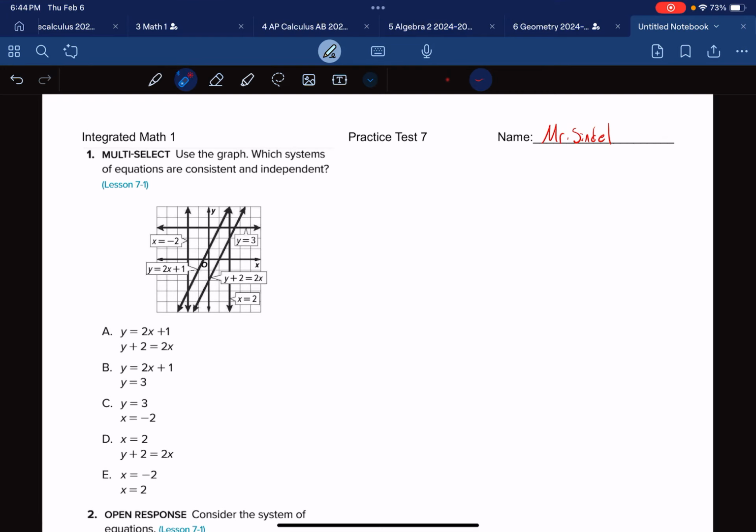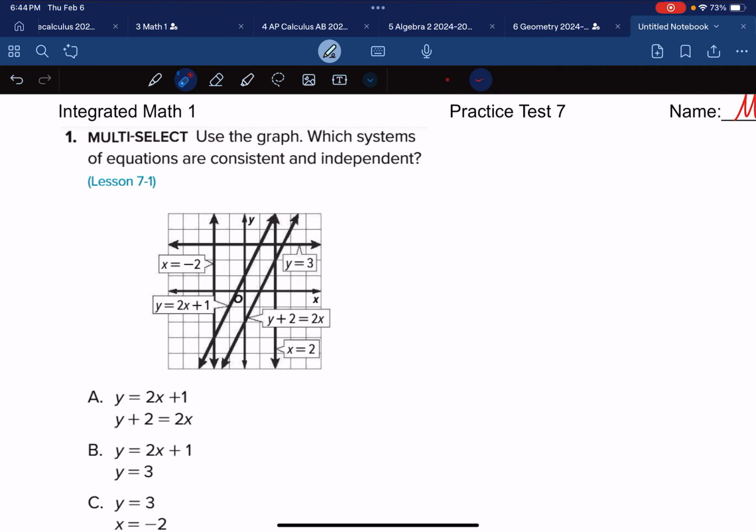This is Integrated Math 1's Practice Test 7. I'm Mr. Sindel. In number 1, we are asked to find some systems of equations that are both consistent and independent. Consistent means that there is at least a solution, and independent means there's exactly one solution.